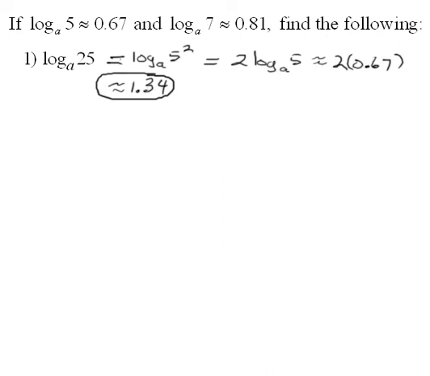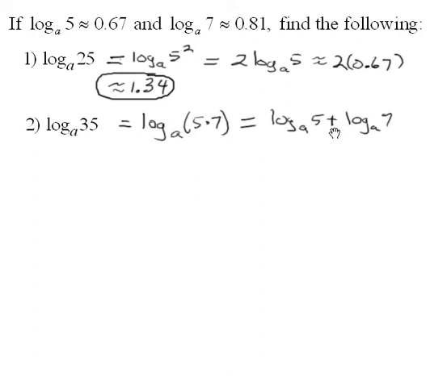Log of 35, that'll be an easy one, because that's just 5 times 7. So that's the log of 5 times 7. And again, logs turn multiplication into addition. So we're going to look up the log of 5, look up the log of 7, and add the results together, not multiply them. Now, it's important you know these properties.